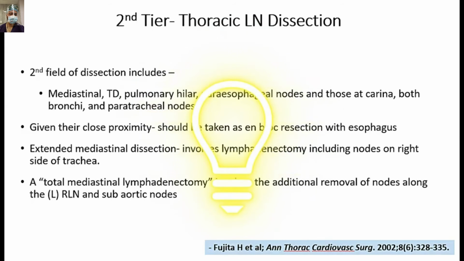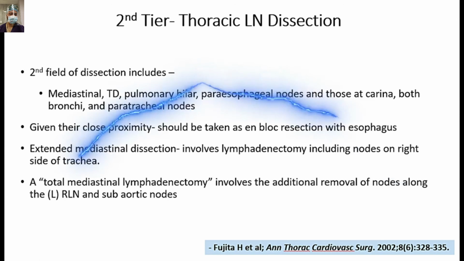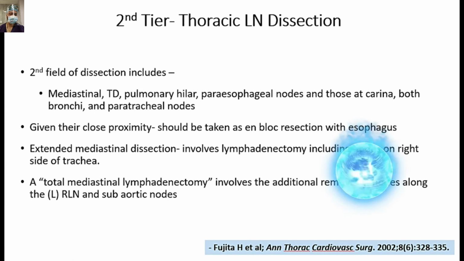The second tier is thoracic lymph node dissection. The second field of dissection includes mediastinal, thoracic duct, pulmonary hilar, paraesophageal nodes, and those at the carina, both bronchi, and paratracheal nodes. Given their close proximity, they should be taken en bloc with the esophageal specimen. The extended mediastinal dissection involves lymphadenectomy including nodes at the right side of the trachea. A total mediastinal lymphadenectomy, as I said, involves the additional removal of nodes along the left recurrent laryngeal nerve and subaortic nodes. That will be type 3 of the second tier.